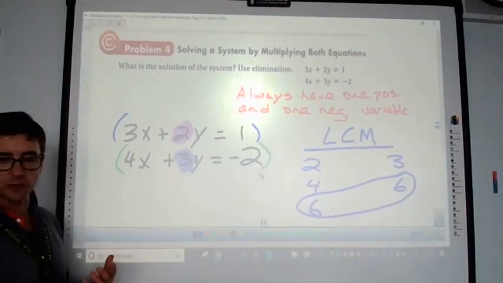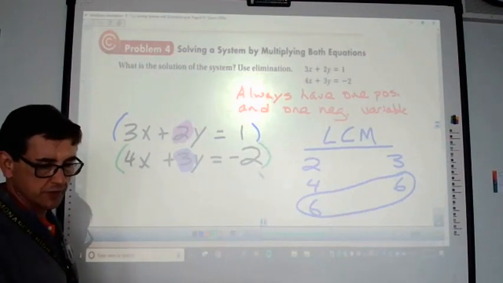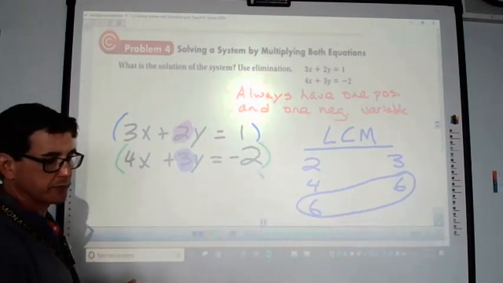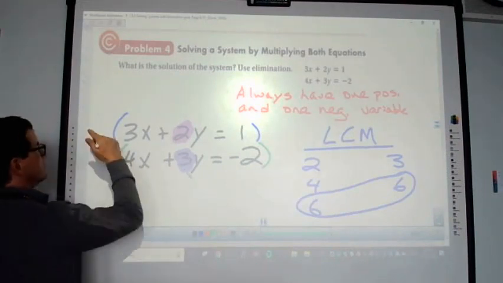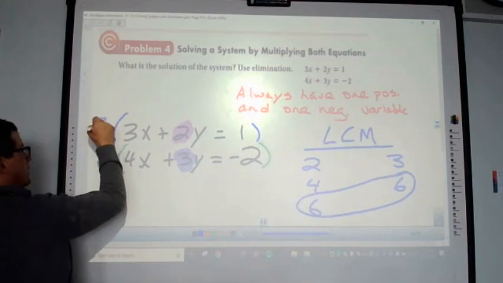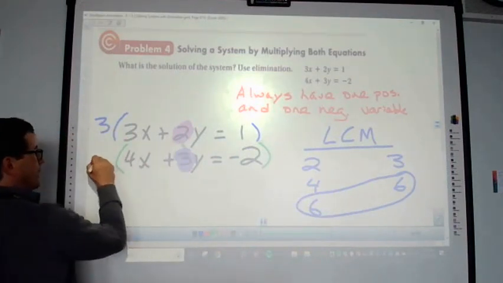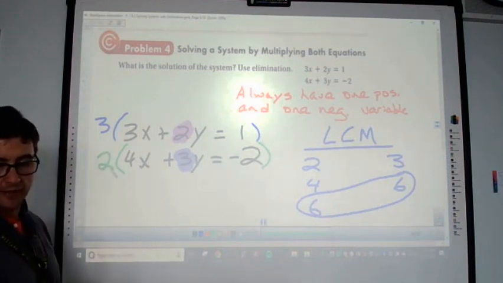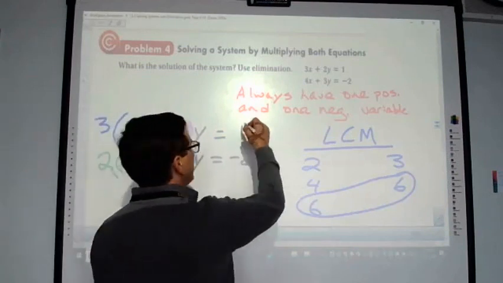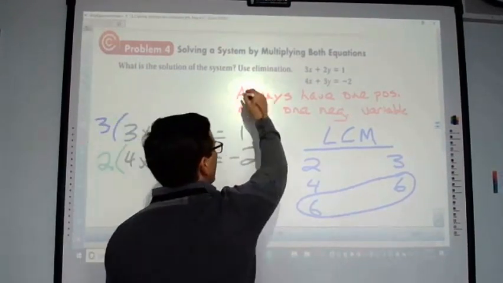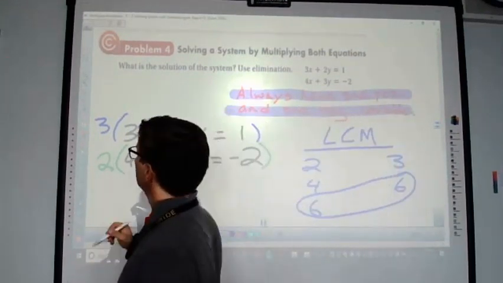So if I get confused about what I'm going to multiply by, this way always works. Sometimes you'll end up with giant numbers, but it always works nonetheless. So see, I have a 3 down here. I'm going to multiply by a 3 up top. See how I have a 2 up top? I'm going to multiply by 2 on the bottom. Okay? Now, my helpful hint here says always have 1 positive and 1 negative variable.